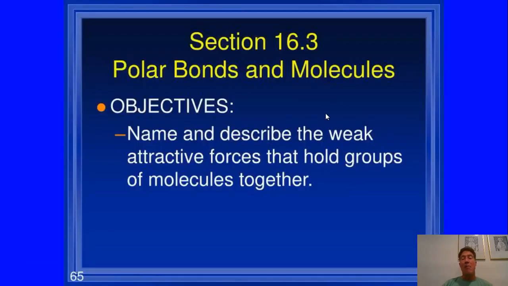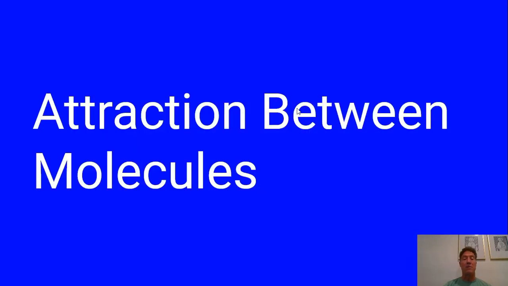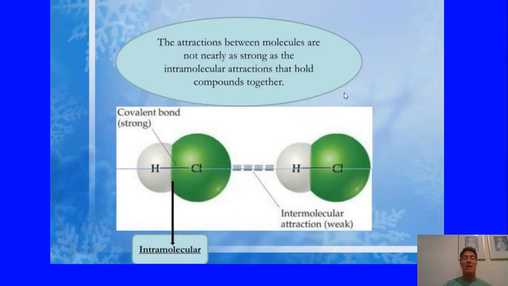So now we're going to talk about the attractive forces that hold groups of molecules together. Now, the attractions between two separate molecules is not nearly as strong as the intramolecular attraction. So here, intramolecular means inside or between the parts of the molecule. So inside this molecule, there is a very strong covalent bond. It happens to be a polar covalent bond, but it's a strong covalent bond between the hydrogen and the chlorine.